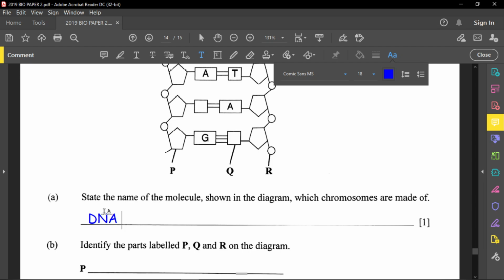I'm going to write out the name. DNA is just the abbreviation. DNA is deoxyribonucleic acid.